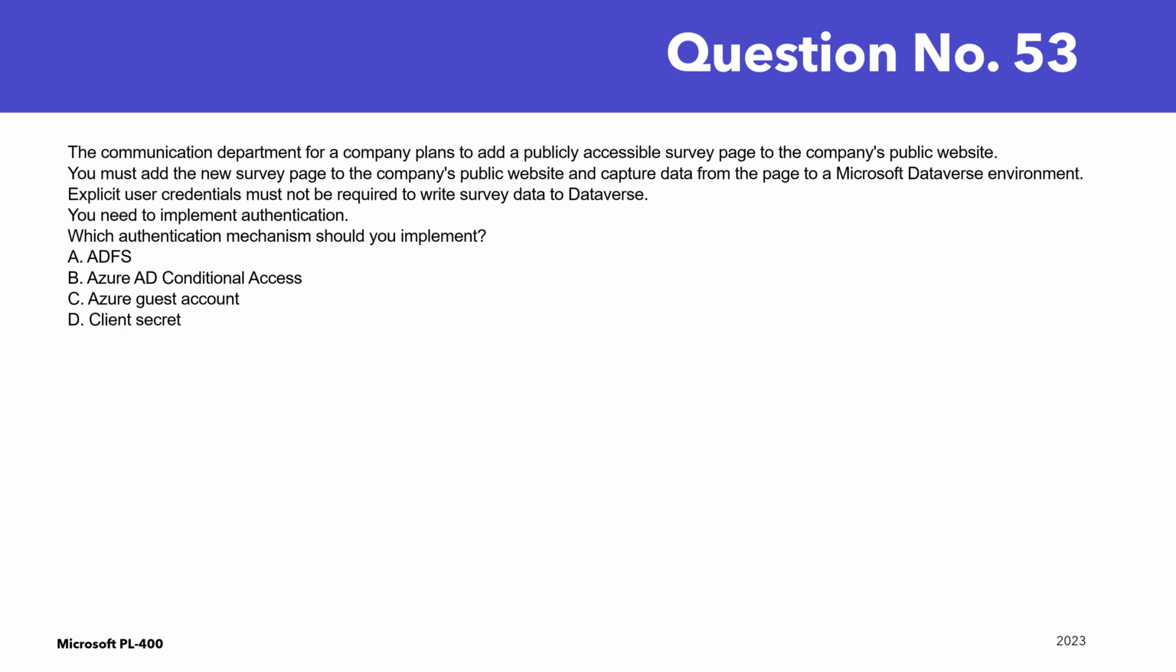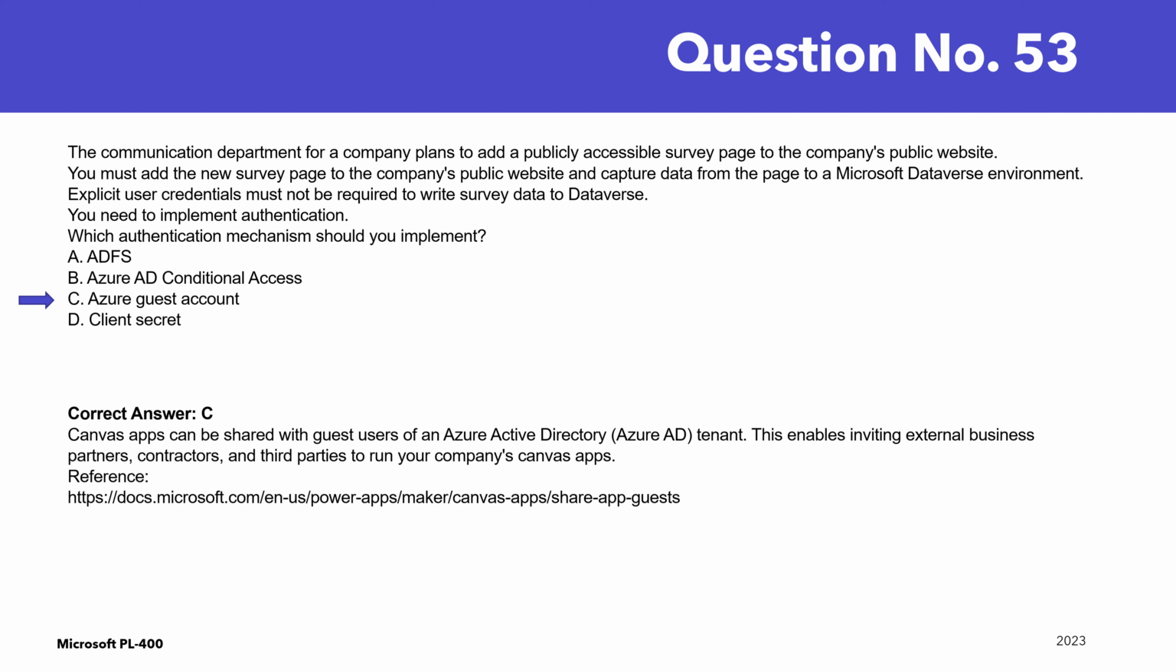The communication department for a company plans to add a publicly accessible survey page to the company's public website. You must add the new survey page to the company's public website and capture data from the page to a Microsoft Dataverse environment. Explicit user credentials must not be required to write survey data to Dataverse. You need to implement authentication. Which authentication mechanism should you implement? A. ADFS. B. Azure AD Conditional Access. C. Azure Guest Account. D. Client Secret. Correct answer, C.